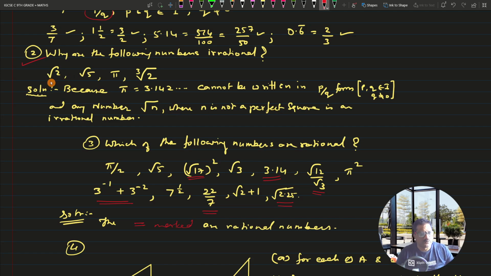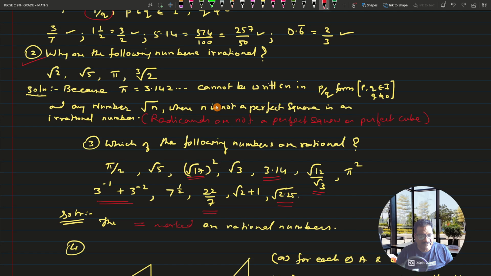Now, if you see root 2, in root 2, 2 is not a perfect square. In root 5, 5 is not a perfect square. In cube root of 2, 2 is not a perfect cube. So this 2, 5 and this 2 are known as radicands. Because the radicands are not a perfect square or perfect cube, therefore these numbers are irrational numbers.